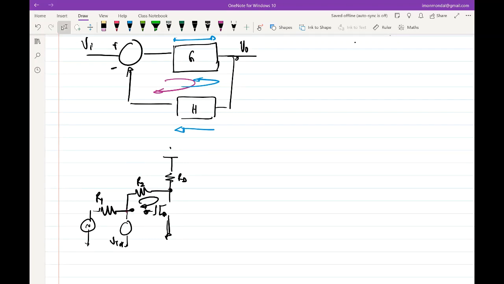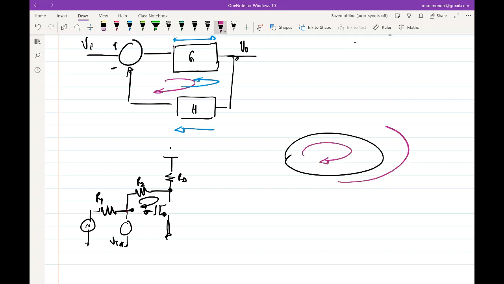Can I go around the loop in the direction that is shown in the bottom circuit? Is the question clear? I'm trying to find out the loop gain, and there is a loop, right? You can have a loop in any way, right? How do I know? Do I need to go around the loop this way, or do I need to go around the loop that way?